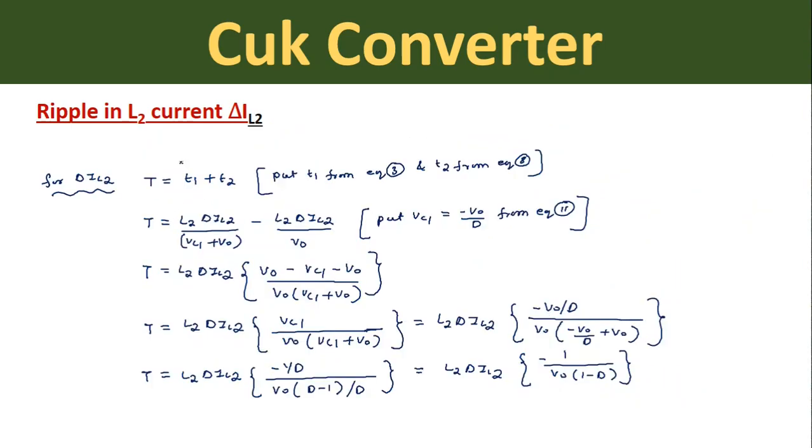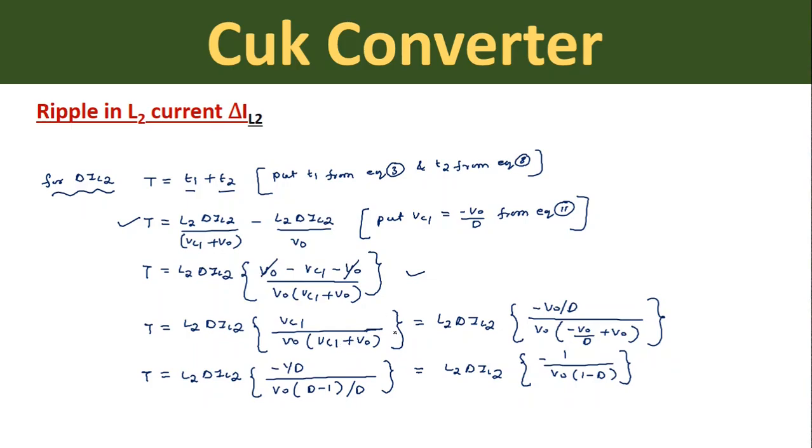Next derivation is ripple in inductor 2 current del IL2. So for del IL2 we again take this equation, total time period is equal to on period plus off period. Now we will put T1 from equation number 3 and T2 from equation number 8. After putting the values of T1 and T2 from equations 3 and 8, we will get this type of equation. Again we will take common L2 into del IL2 from this equation. This minus V0 and this plus V0 can be cancelled out and we will get this type of equation.